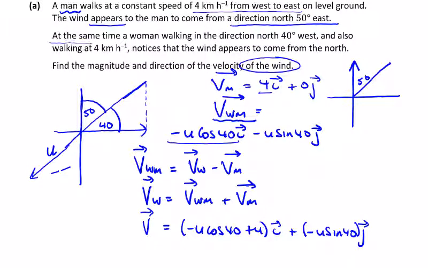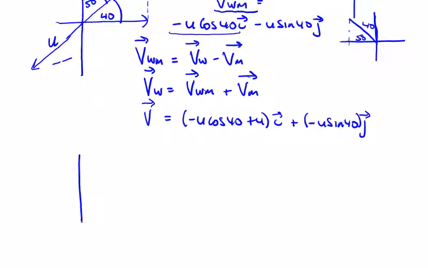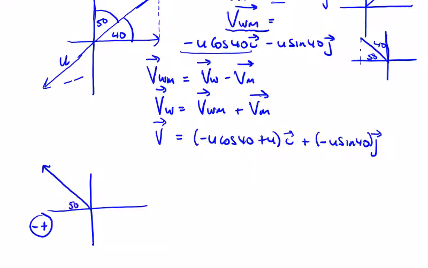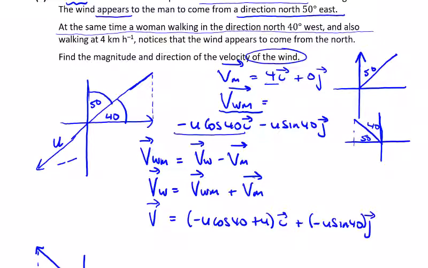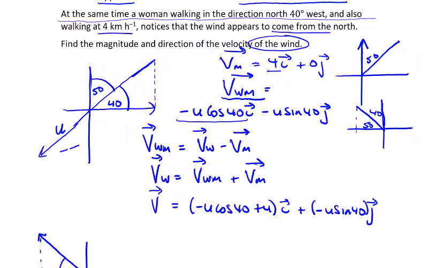The other components they give us here is a woman walking in the direction north 40 degrees west. Again similarly, if we go north and 40 degrees west, the 40 is in here, so we're going to have a 50 in here. We set up our I and j consistently. She's going in this direction, which is negative, positive, and we'll put the 50 in instead of using the 40. I think it's better to do it that way. In the first version of this video I did it the other way. She's also walking at 4 kilometers an hour, and the wind appears to come from the north, so the wind is coming down in minus j.